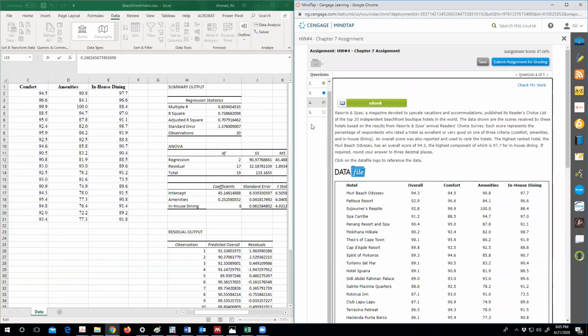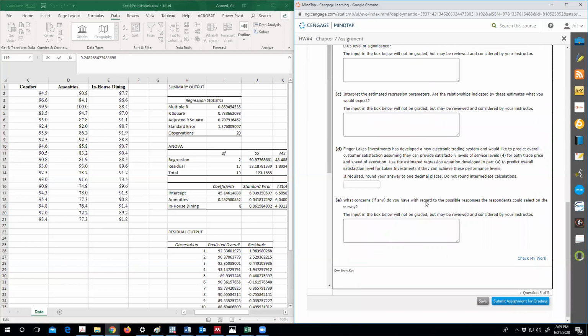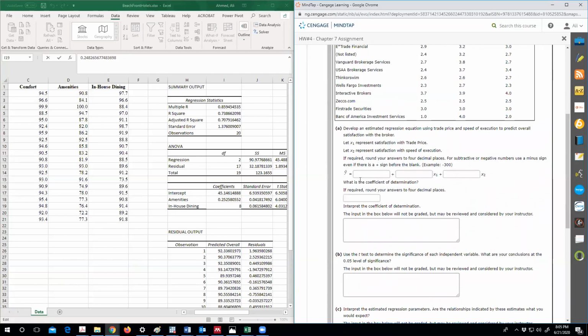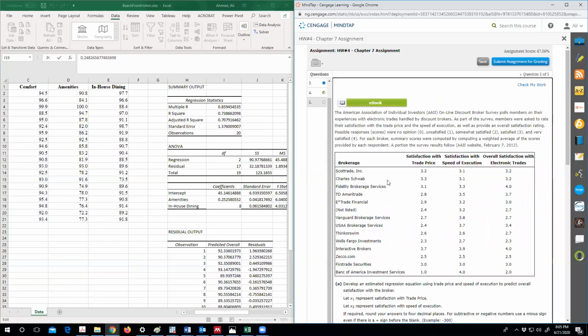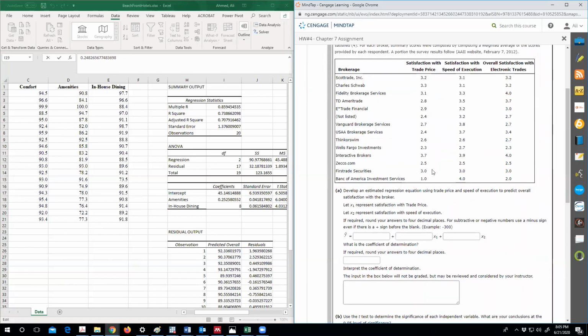I think the fifth question is very similar to this one. We can find out these things pretty easily from the data. You can just copy and paste in Excel and run it.